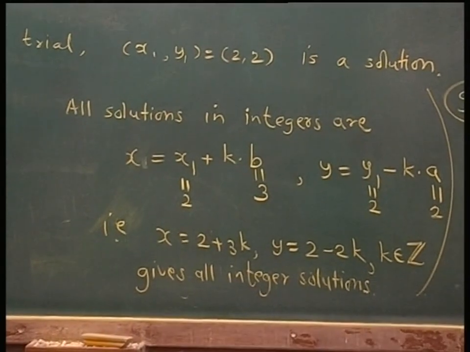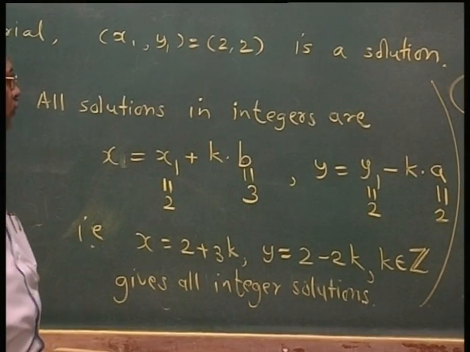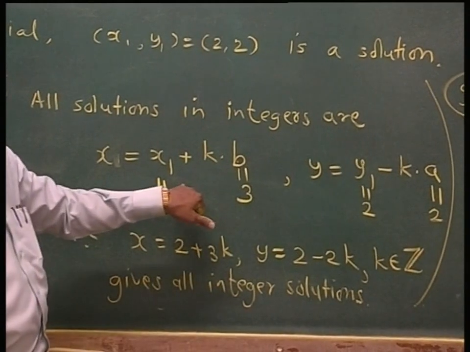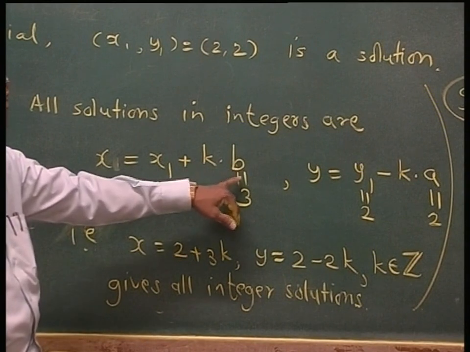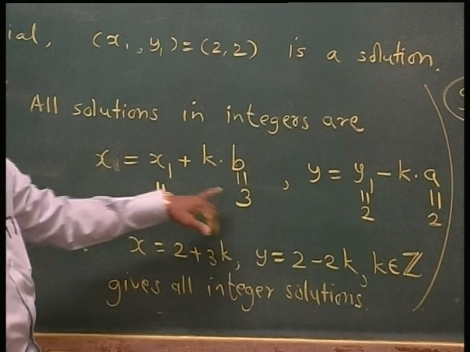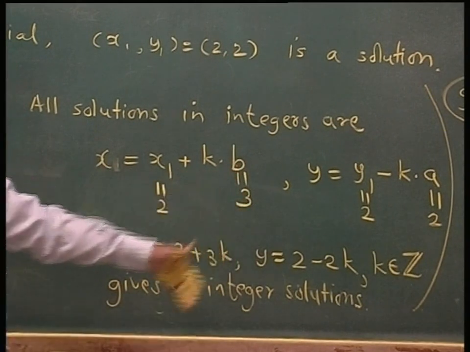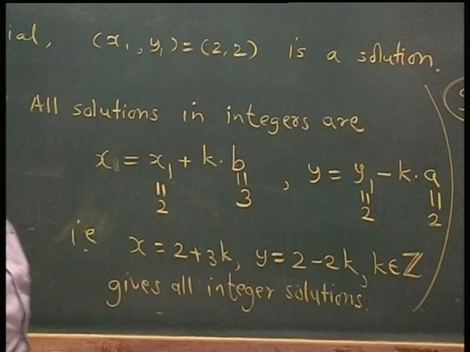So you see that the values of x and values of y, if you take the next value of k, you have a change in the value of x by the value of b, that is 3 here. In general, x is increased or decreased by b by g, and similarly y is increased or decreased by a by g. You have to see what is the corresponding sign.